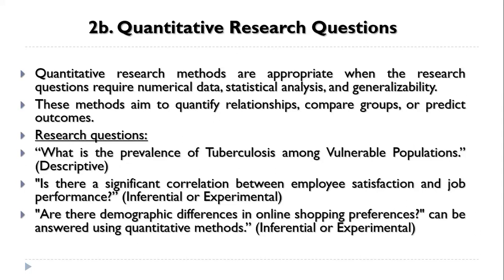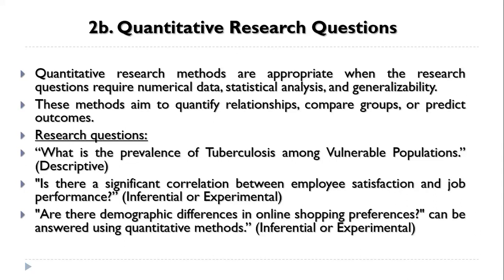Or you want to look at online shopping preferences. You can measure that quantitatively, okay, to see whether their age, that's their demographic, their age, their gender, their educational level, influence where they shop. So the online shopping preference can be measured. Are they shopping in Konga? Are they shopping in Amazon? Are they shopping in Jumia? It can be measured quantitatively.